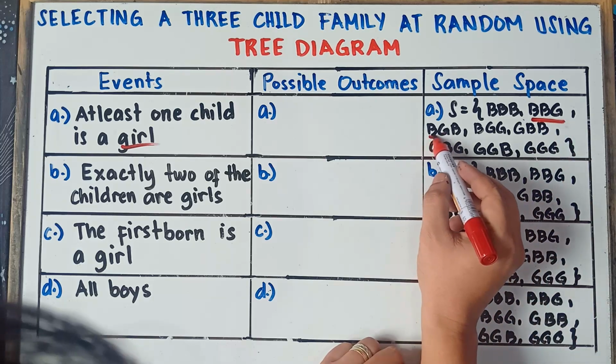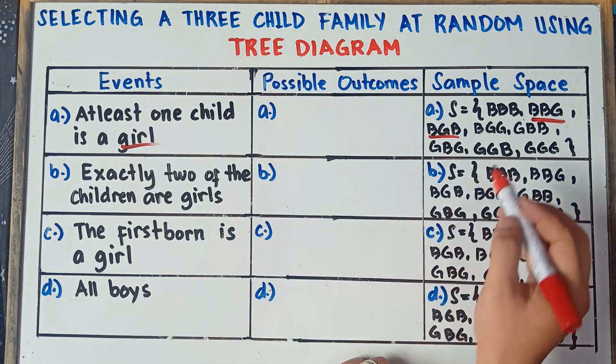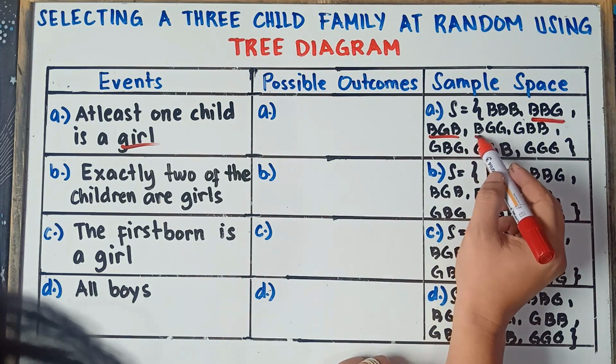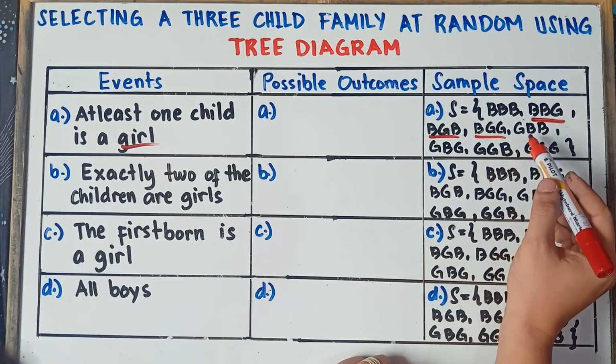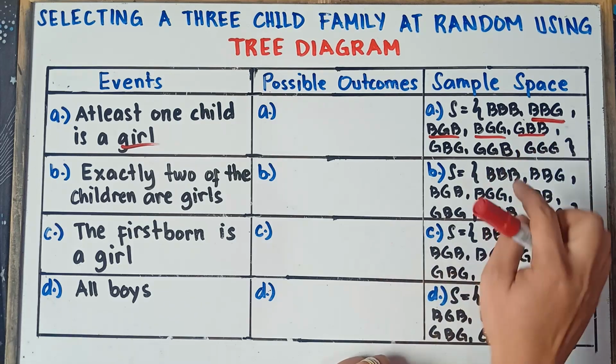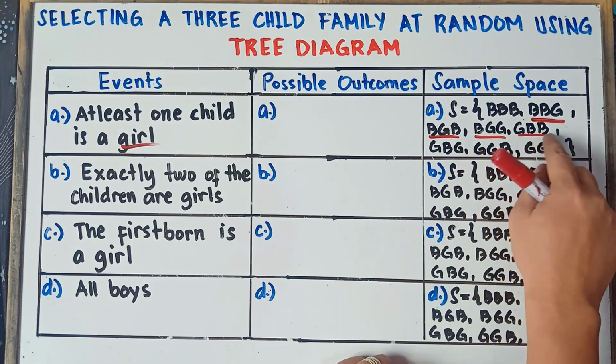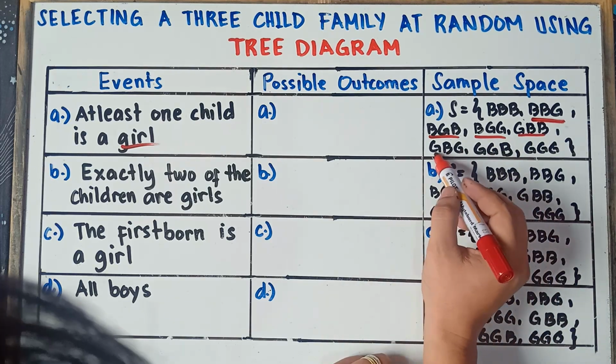So this one, boy, girl, boy. Yep, we can accept that one. How about this one? Yep, we can accept this one. We have boy and then 2 girls. This one, yep, we can accept this one. 1 child is a girl. Yep, we have girl and then 2 boys. This one, yep, we can accept this one.